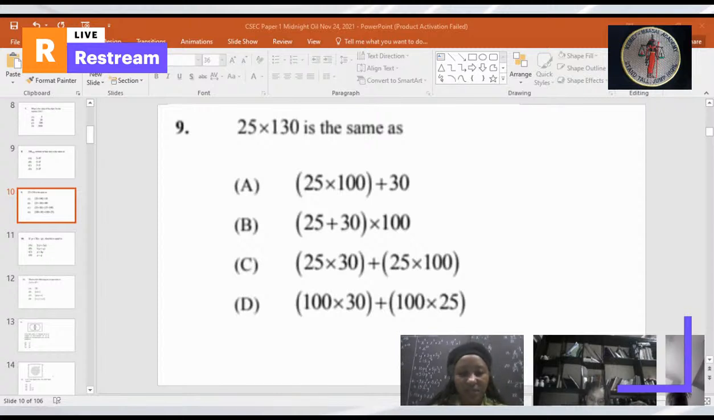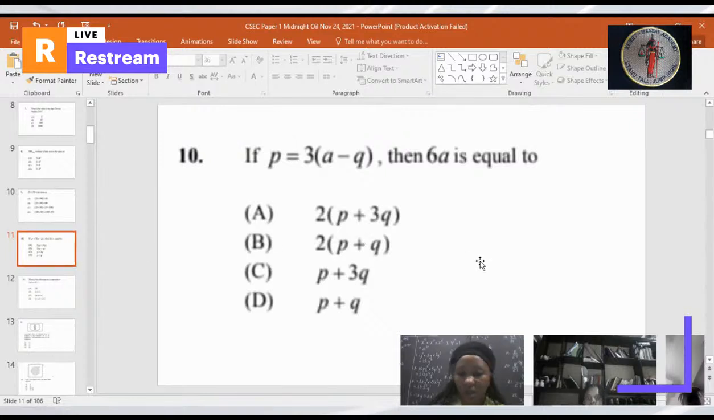In a case like this, you have to look at which number they could have split up, the 130 or the 25. If we look at the options, we realize that they're keeping the 25 and they're splitting up the 130. So it will be C, 25 times 30 plus 25 times 100. So we're keeping the 25, so you have to just look to see which way you would be able to split the other number into. All right.